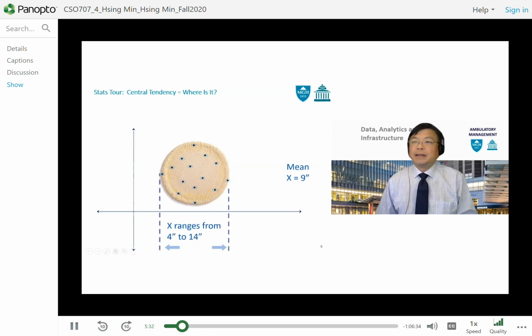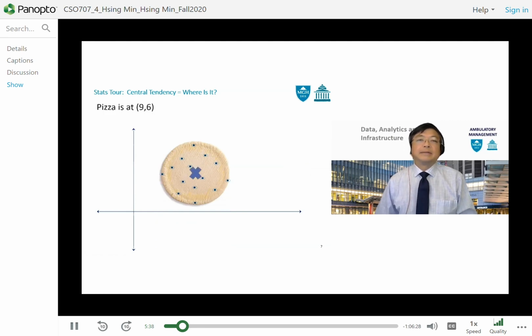Then if you do the math, the center is 9 inches to the right. And therefore, we can say that the center of the pizza is located at 9, 6, that it's 9 inches to the right and 6 inches up. Location is the mean, which is the sum divided by the count.